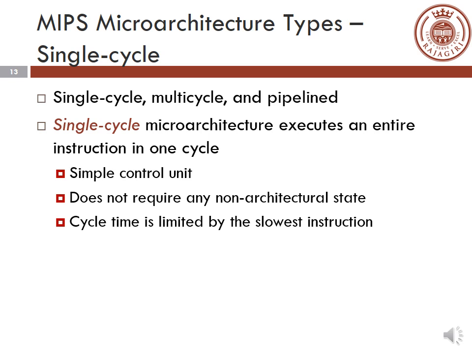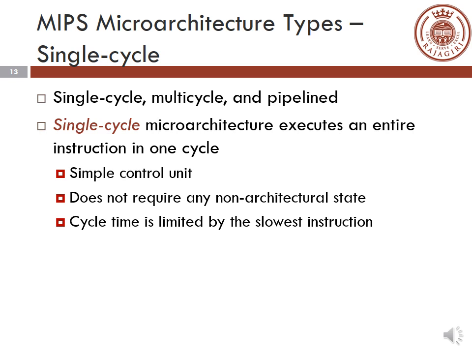So the first type is your single cycle. The idea here is that the MIPS processor takes one instruction and executes the whole instruction. In the case of single cycle execution, it executes the entire instruction in one cycle. That is the design criteria for single cycle microarchitecture. Automatically, it has a very simple control unit.